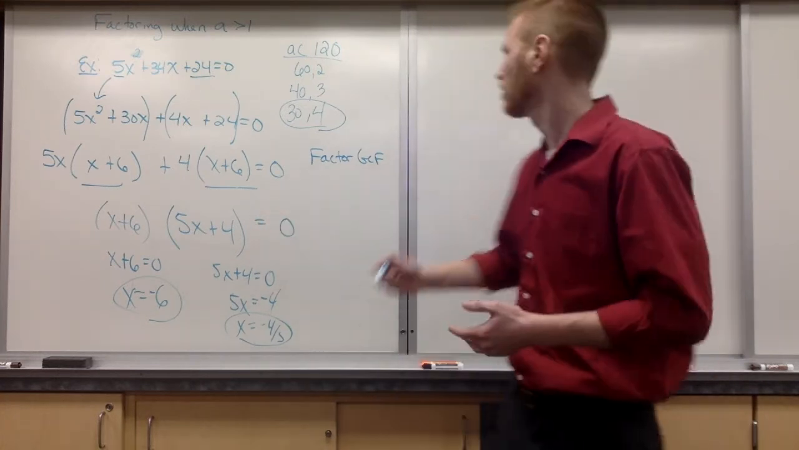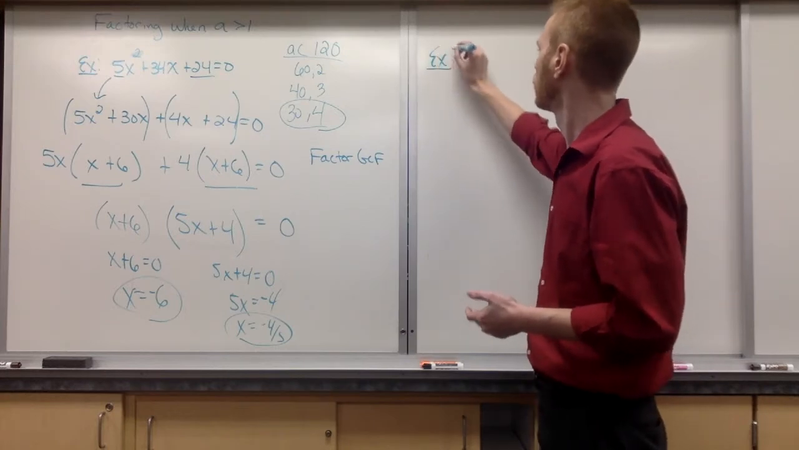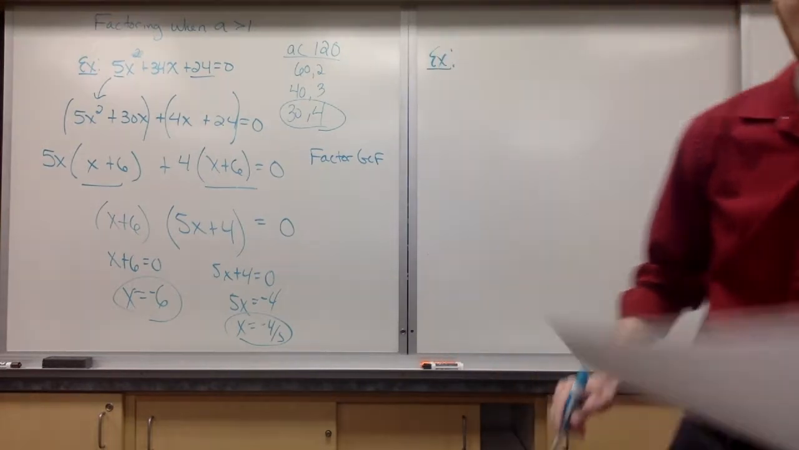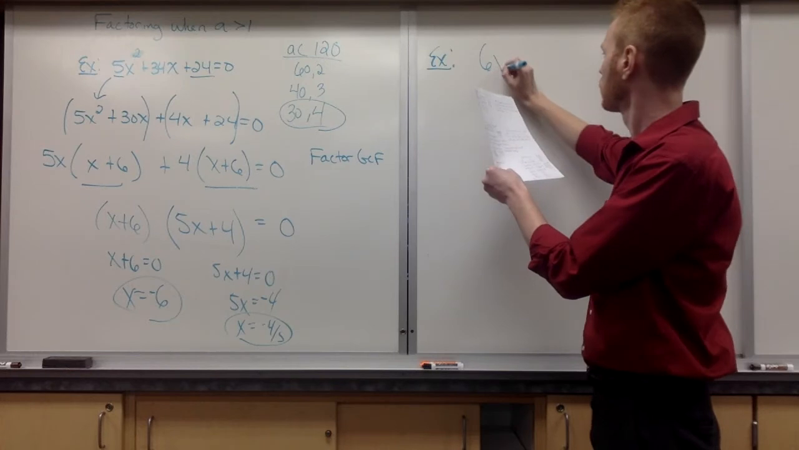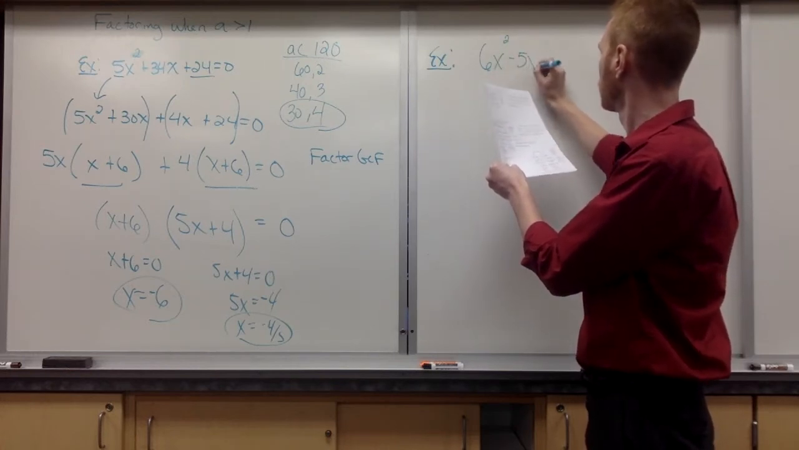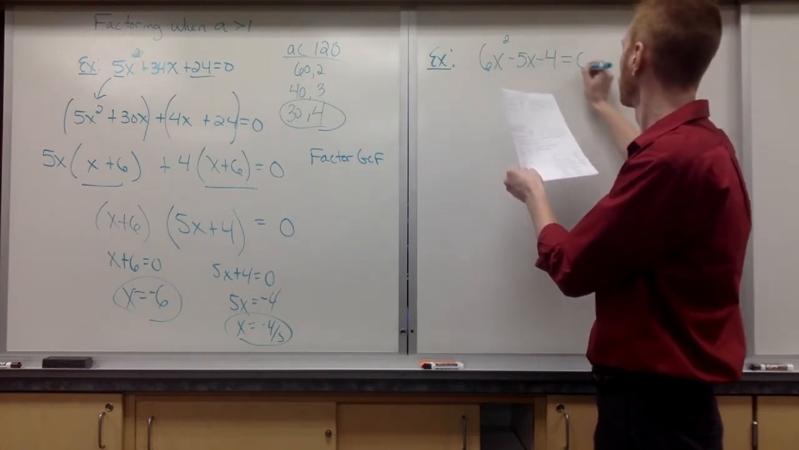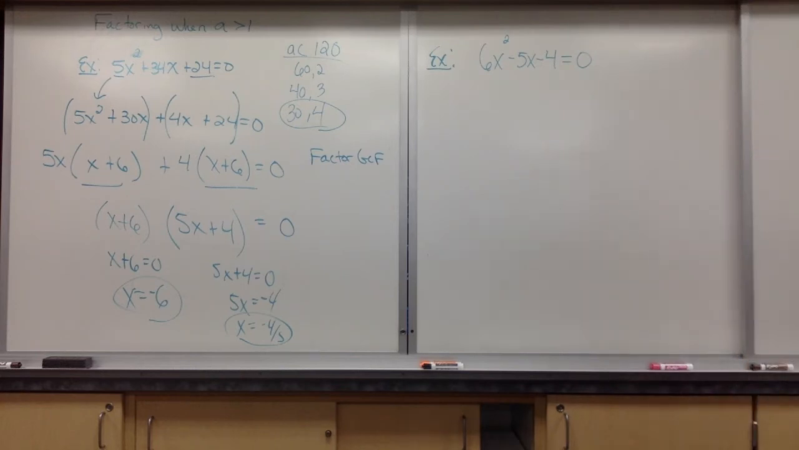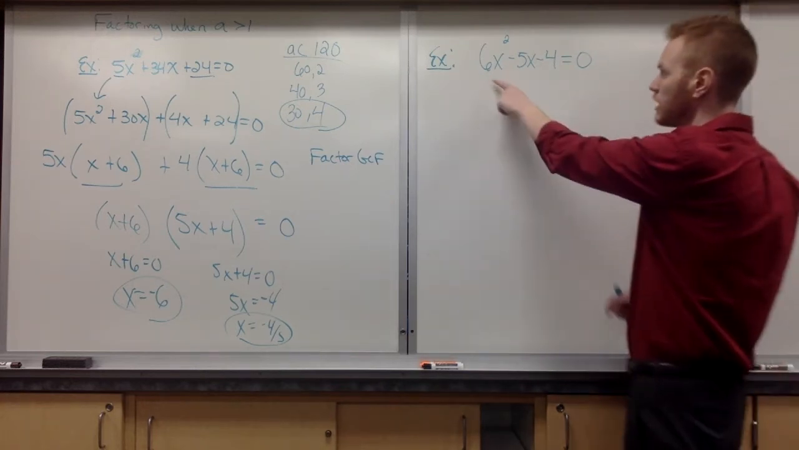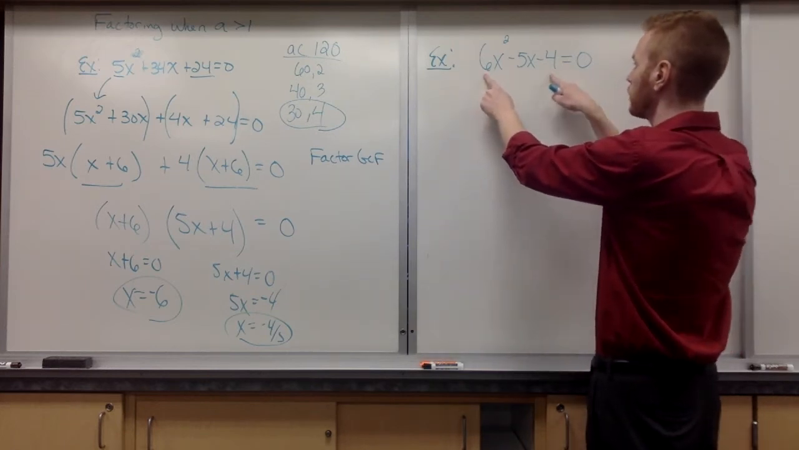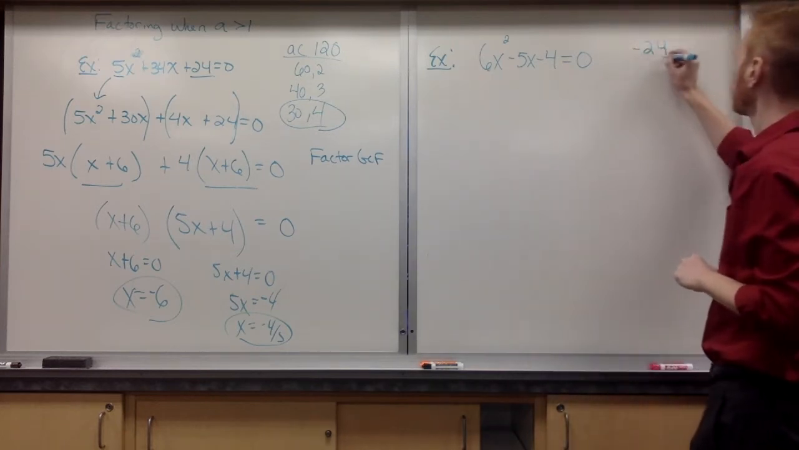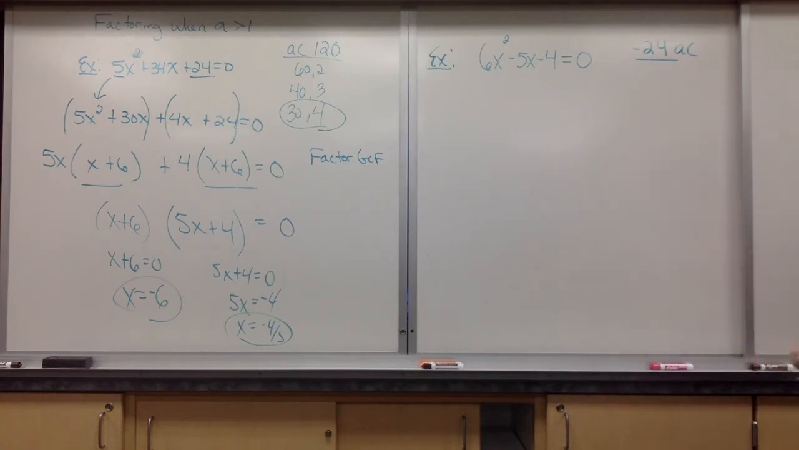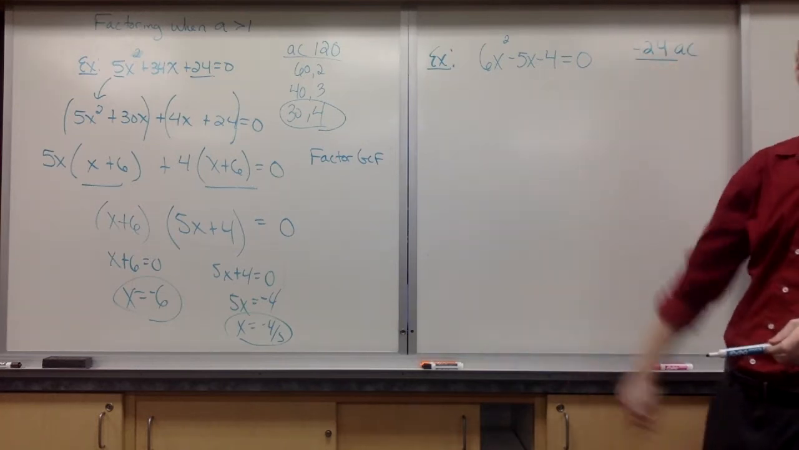Okay, let's try one more example. Okay, here we go. Same process. Because this is bigger than 1, I'm going to multiply both of these. I get negative 24. That's my AC value. And I'm going to find factors of negative 24 that give me negative 5.